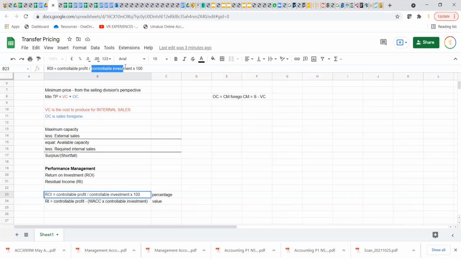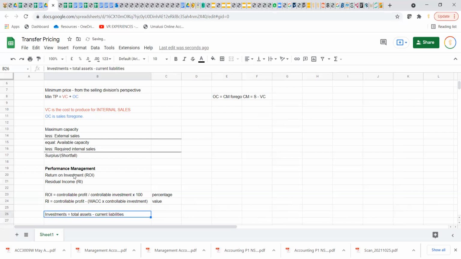Similarly, for controllable investment, the assets and liabilities you include must be those that the manager has control over. It's the manager that decides which assets to invest into, which liabilities to take out. Very important to take note, investments is calculated as follows: investments equal total assets, which means current assets plus non-current assets minus current liabilities. Okay, so that's very important.